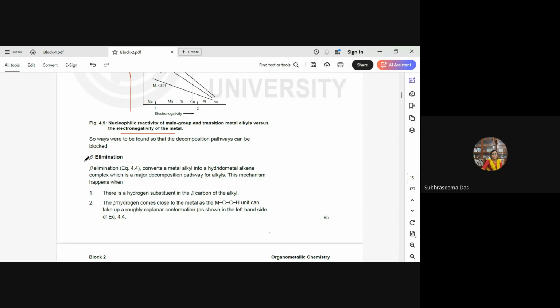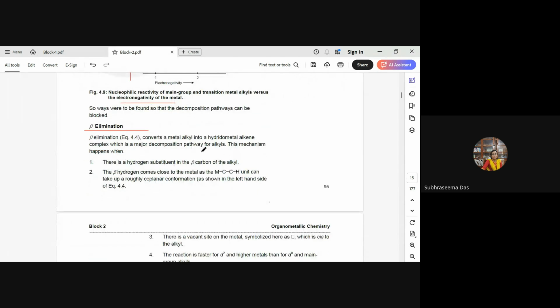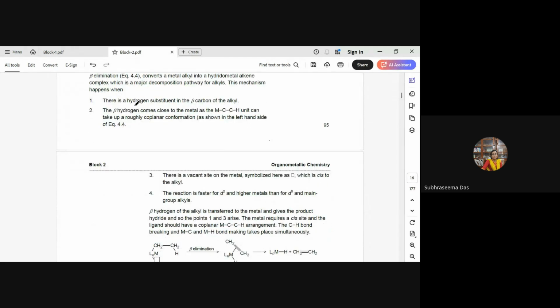First is the beta elimination. Beta elimination means it converts a metal alkyl into a hydridometal alkene complex, which is a major decomposition path. This mechanism occurs when there is a hydrogen substituent on the beta carbon of the alkyl. The beta hydrogen comes close to the metal as the M-C-C-H bond. The M-C-C-H unit takes up a coplanar conformation.